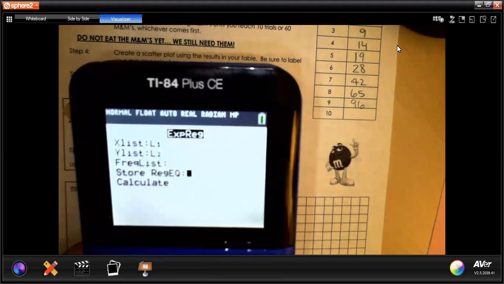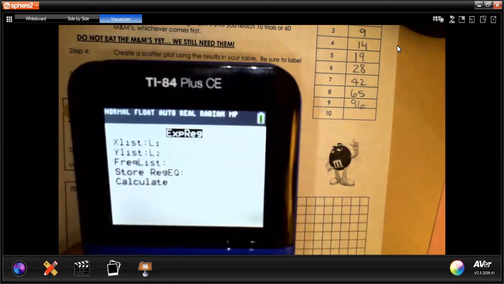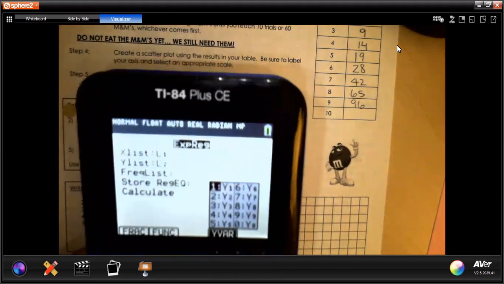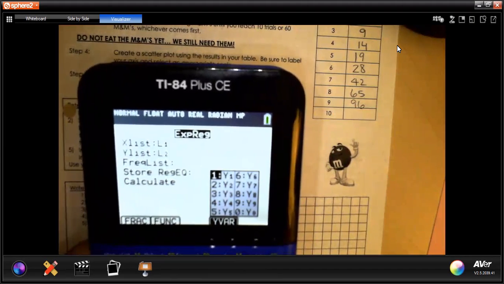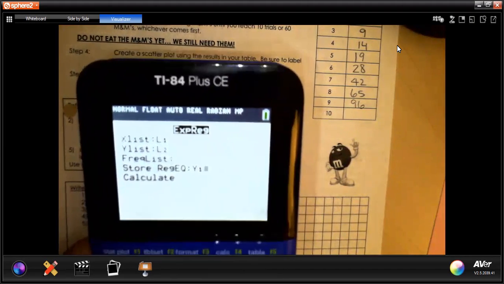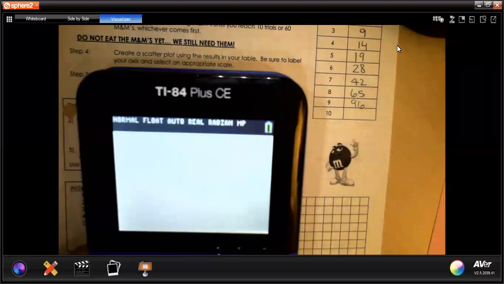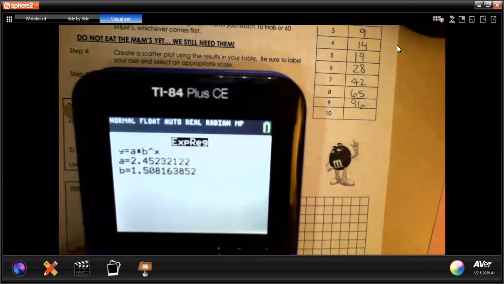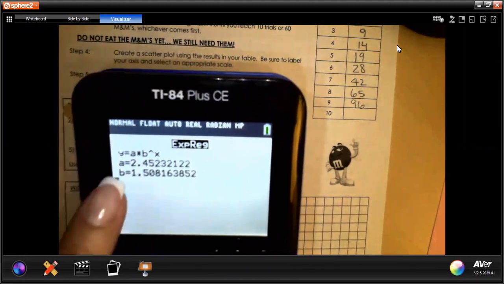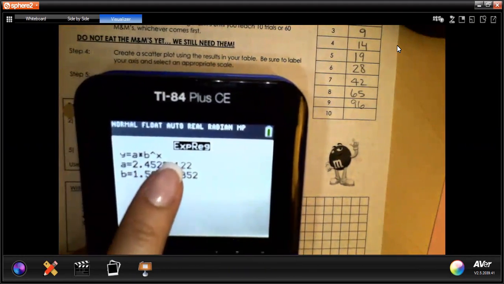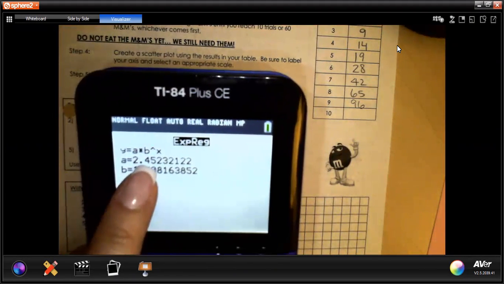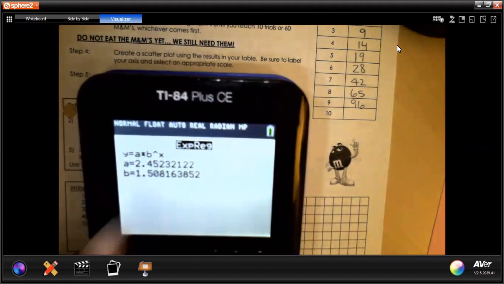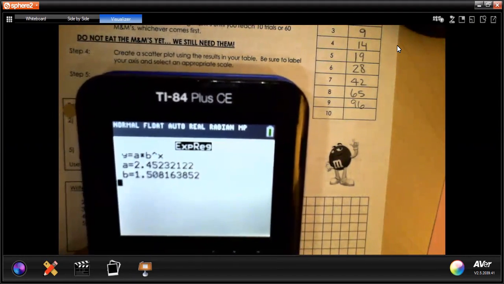Where it says store regression equation, that tells the calculator where to put the equation once it's written it. And so if you hit alpha trace, you can put it into the y equals somewhere. So I'm going to put it in the y1, and then I'm going to hit calculate. And here is our equation. So it tells us that the exponential regression model is y equals a times b to the x. It gives me the value of a right here, 2.45232, and b 1.508.